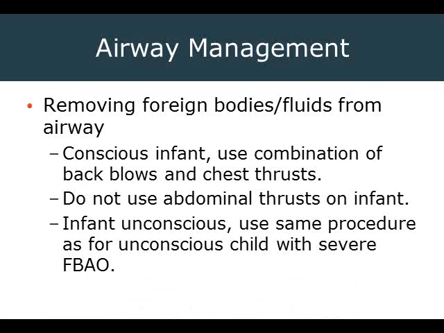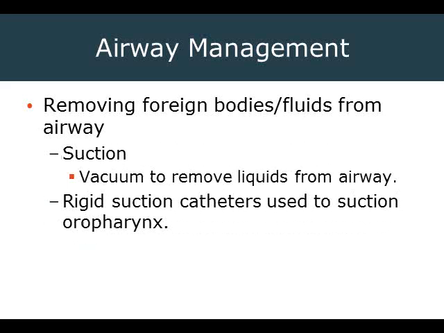So, again, the conscious infant, combination of back blows and chest thrusts, simply for the fact that the child, if they're unable to cough, then we're not really going to be able to encourage them. Do not use abdominal thrust on the infant. They don't have the musculature for it to work. And then with the unconscious infant, the same procedure as the unconscious child with a severe foreign body airway obstruction. We're going to start compressions.